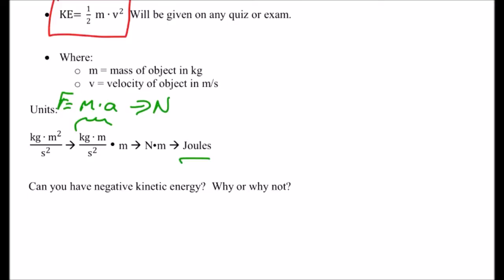Now, here's a question. Can you have negative kinetic energy? Why or why not? Think about that for a moment, please, before you answer. Can you have negative kinetic energy? Why or why not? Brady? Brady says yes. Tell me why you think that.